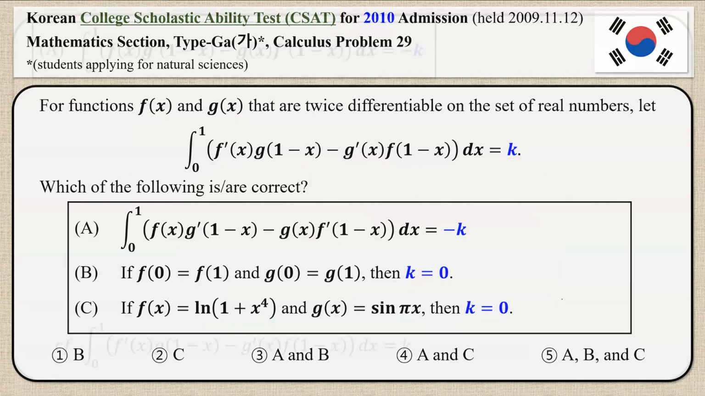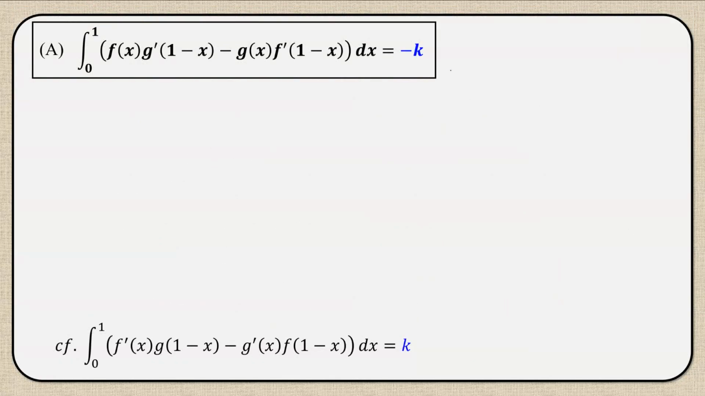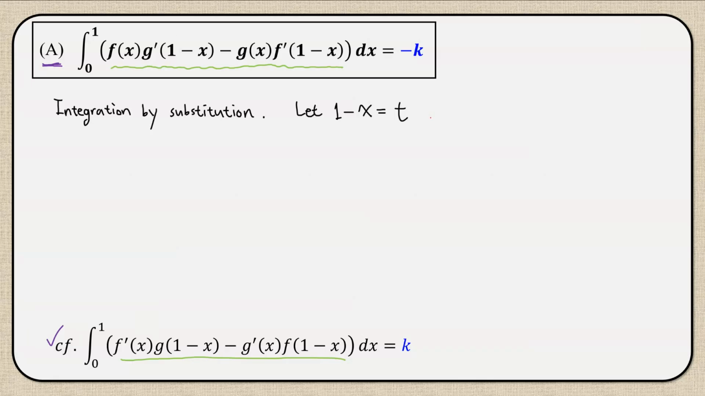Obviously, we need to check these statements one by one, starting from statement A. Here, this is the definition of k which is given in the problem, and let's compare the integrand between these two. Comparing the positions of x and 1 minus x in these functions and their derivatives, you can easily notice that we need to use integration by substitution with 1 minus x as t. This gives x equals 1 minus t, and thus dx equals minus dt.